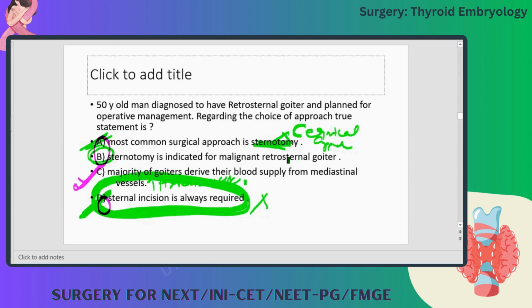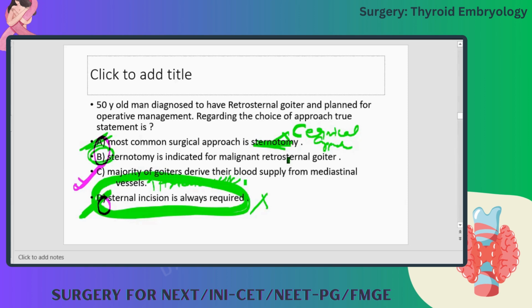Understood? So the surgical approach is always cervical approach. Is that correct? Not always. Most common approach is cervical. But if there is an ectopic tissue here, then you have to do a sternotomy, right? Retrosternal goiter is very important. The most common approach is cervical approach. Sternotomy is only done in case of malignancy.